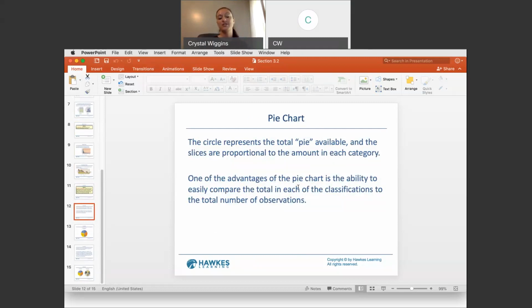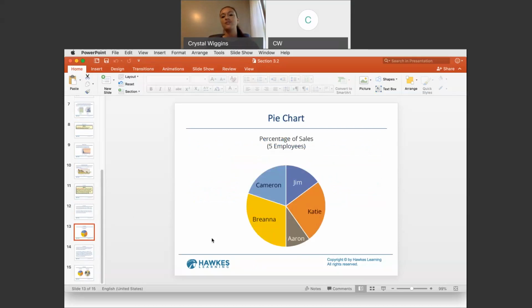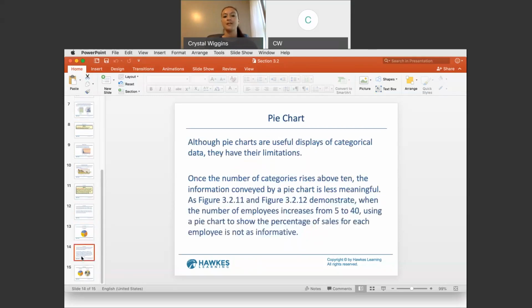One of the advantages of a pie chart is the ability to easily compare the total in each of the classifications to the total number of observations. So we take a look at this pie chart. It is very, very easy to see that Brianna has the biggest slice of the pie for whatever this is talking about. Oh, percentage of sales. We're back to percentage of sales. Brianna clearly has sold the most, and Katie is her runner-up. We don't even have any numbers on this pie chart, but visually we can see the bigger the slice, the more they take in. Although the pie charts are useful displays of categorical data, they have their limitations.